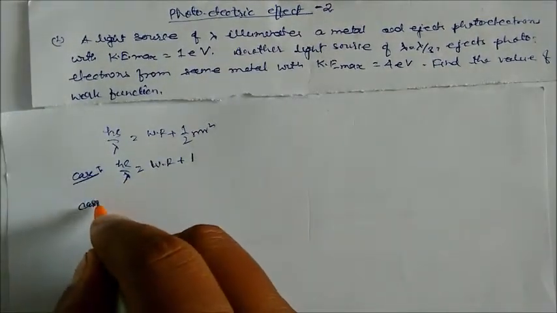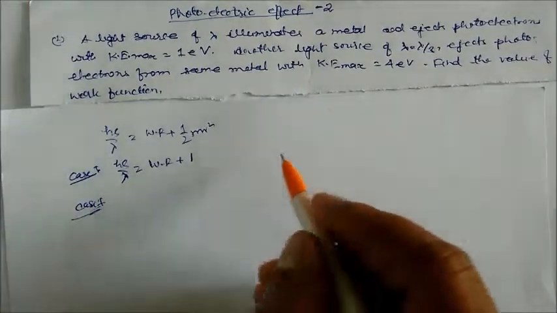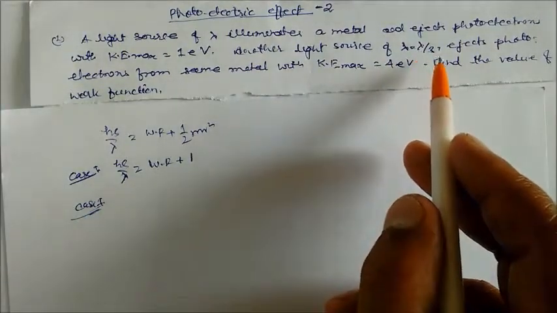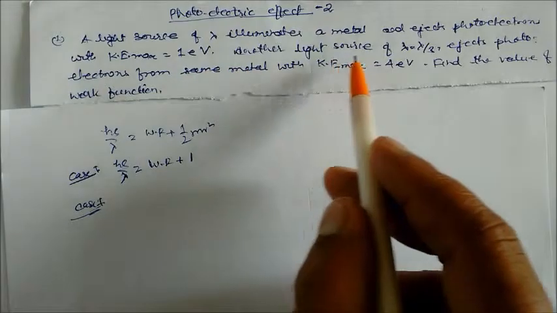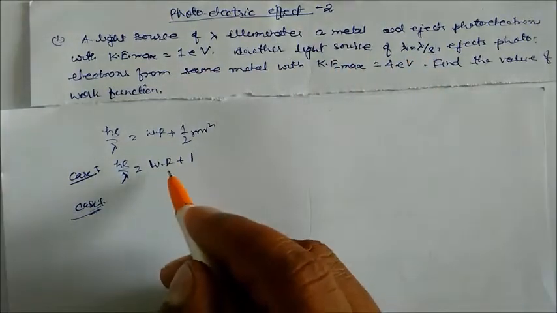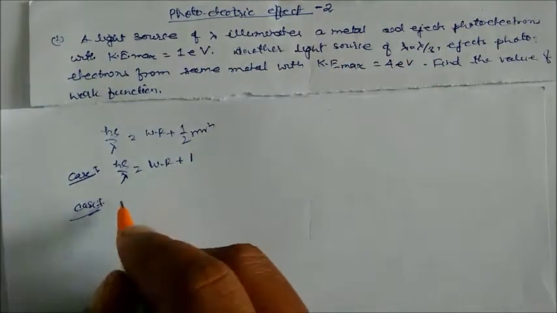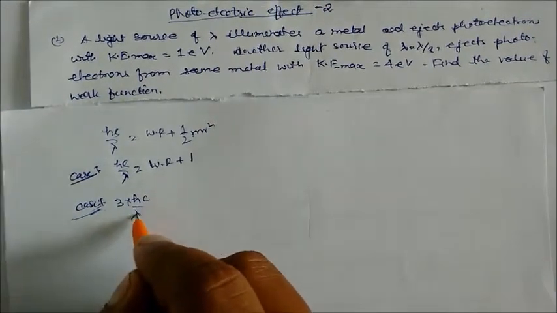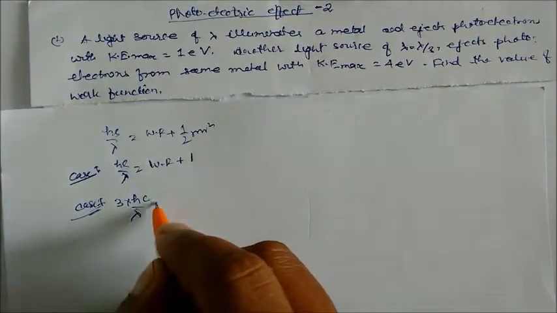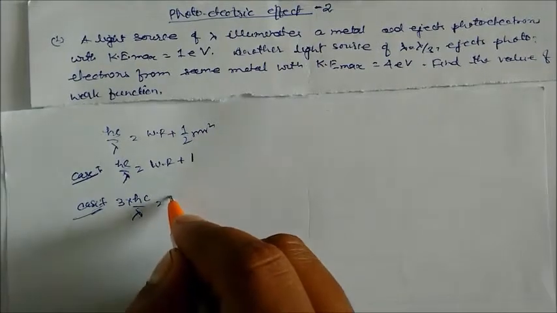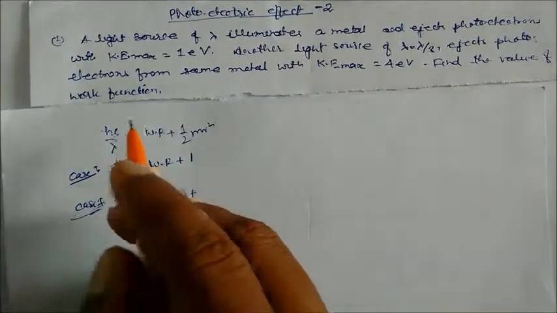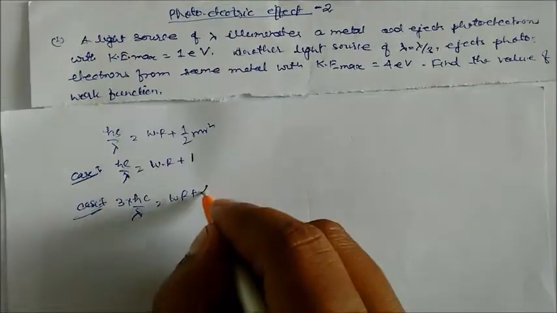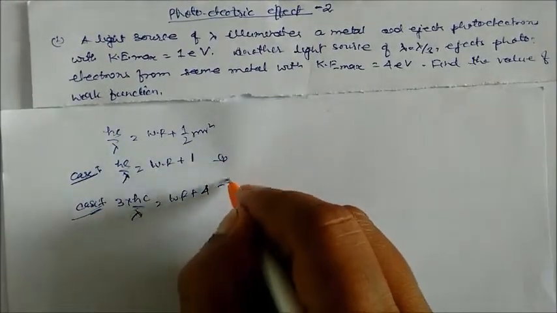Now in case 2, the second case, the light source wavelength is lambda by 3. So we can write 3 hc upon lambda, because this wavelength is lambda by 3, equal to the work function plus the kinetic energy, which is given here as 4 electron volts. So this is case 1, this is case 2.